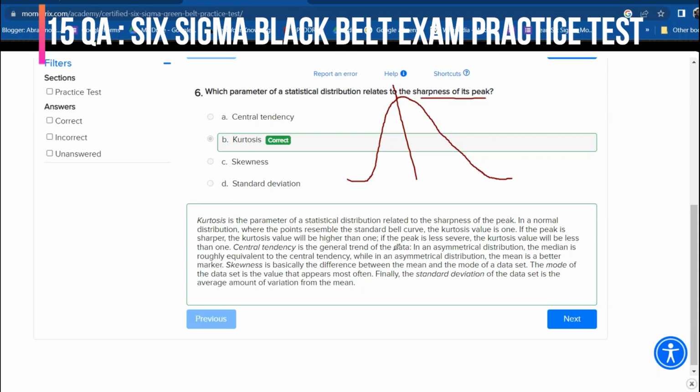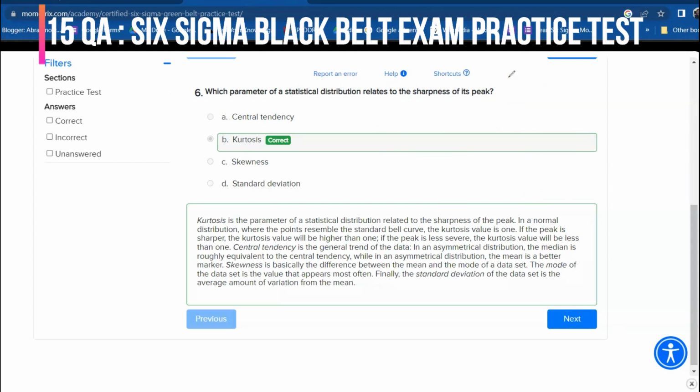Central tendency is a general trend of the data. Whenever we have asymmetrical data, for example, if the curve is like this, or if the bell curve is like this, right? We can use the median. This is one of the reasons. For asymmetrical data, the median is roughly equivalent to the central tendency. If the distribution is symmetrical, the mean is a better marker. Skewness is basically the difference between the mean and the mode of the data set.